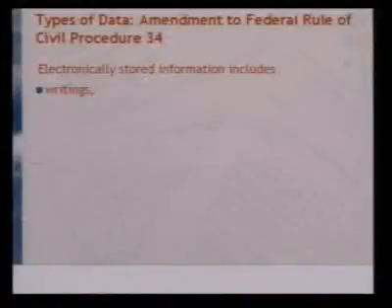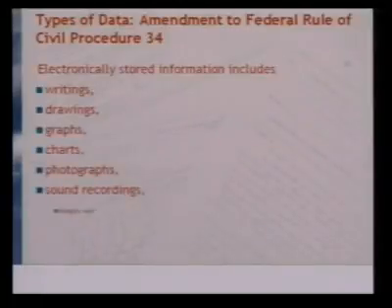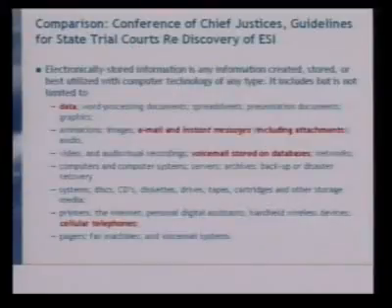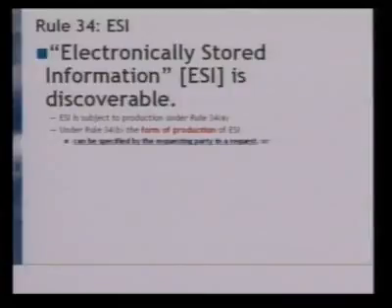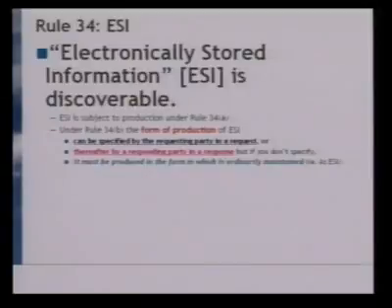So, don't play around with the meaning of the electronic document. It used to be some people would say, oh, this is not a document because we never printed it out to paper. It's just electronically stored bits of information. That's not the case. So anything that's created or stored on a computer, writings, drawings, graphs, charts, photos, sound recordings, images, and really the big catch-all, other data or data compilations stored in any medium that can be translated into a reasonably usable form. So, data, email and instant messages, sort of the things that we were talking about before. Voicemail stored on databases, cellular phones, all of that kind of stuff is part of your electronically stored information, which can be asked for, and you have to be vigilant with your client to produce that information. It is discoverable, electronically stored information. It can be specified by the requesting party in a request, or thereafter by a responding party in a response, but again, produced in the form in which it is ordinarily maintained.